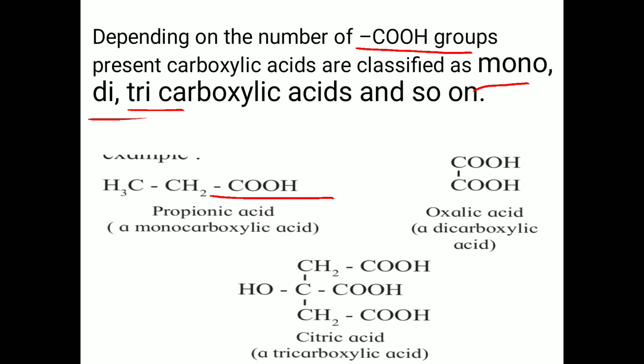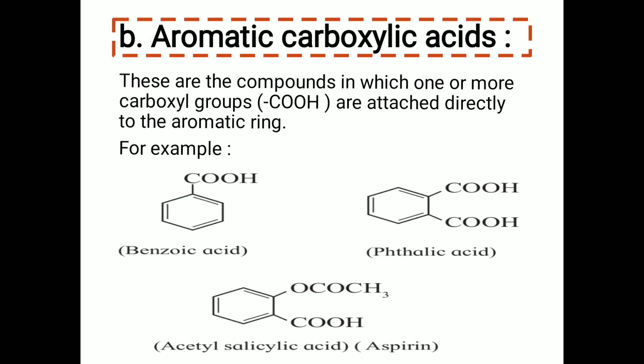Now, the second example is oxalic acid. In this, there are two carboxylic groups, that is COOH. So it is a dicarboxylic acid. Now, in the third, there are three carboxylic groups, that is COOH groups. So this is the tricarboxylic acid, that is citric acid.